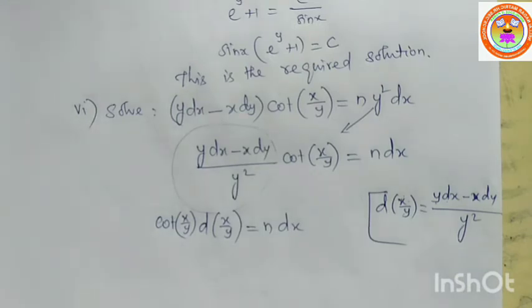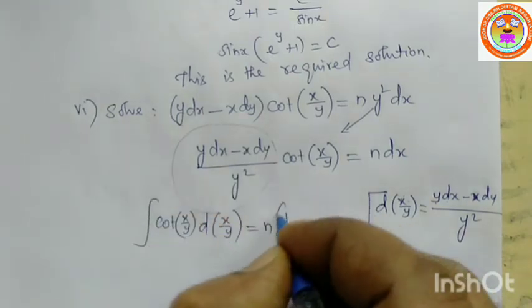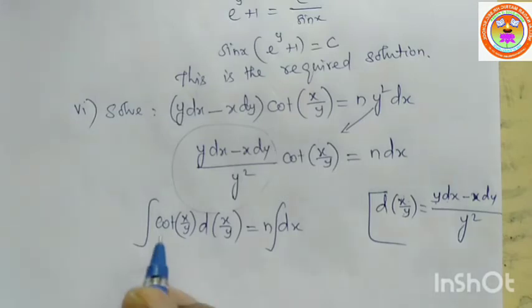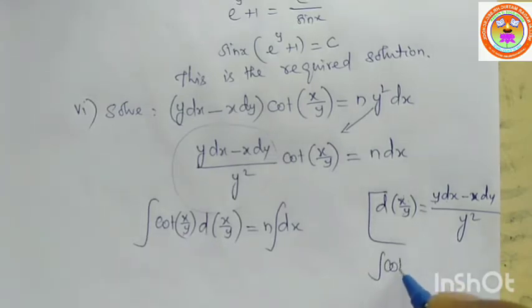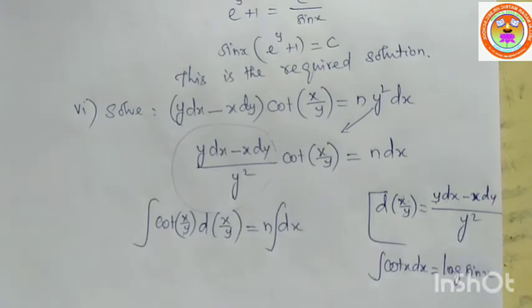Now apply integration. When we are applying integration on both sides, integral of cot of x by y into d of x by y. Integral of cot x into dx is log sin x. So here the variable is x, here also dx. Suppose if we have cot y dy, then what is the answer? Log of sin y. Similarly, here it is x by y.